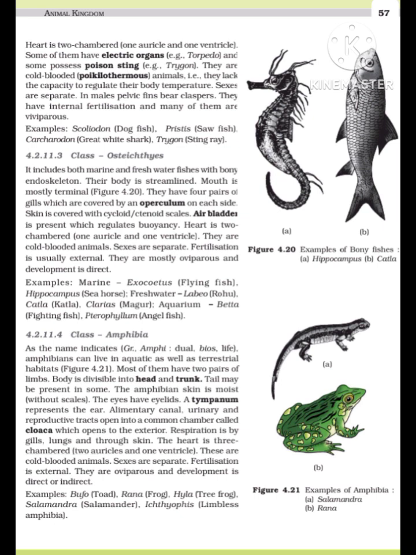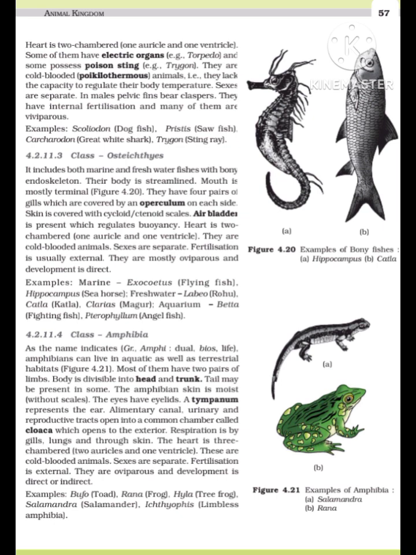Class Amphibia. As the name indicates, Greek amphi, dual, bios, life. Amphibians can live in aquatic as well as terrestrial habitats. Most of them have 2 pairs of limbs. Body is divisible into head and trunk. Tail may be present in some. The amphibian skin is moist, without scales. The eyes have eyelids. A tympanum represents the ear.